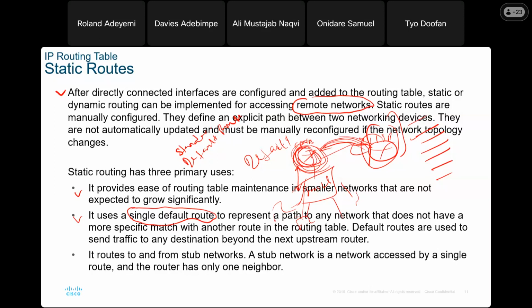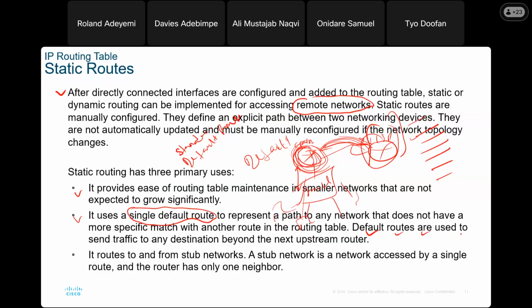But if it's just within the organization, where we want to point to the networks we have, we configure static routes. Static routes mean we point to the networks that we want to inform our router about. But if it is an internet connection, we just tell the router any network with any subnet mask, forward it to the service provider.